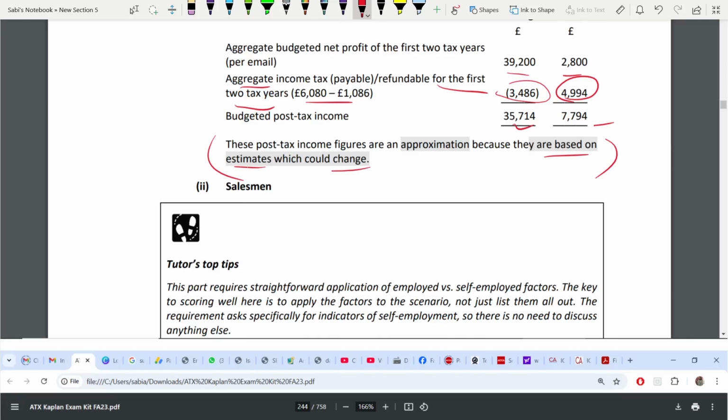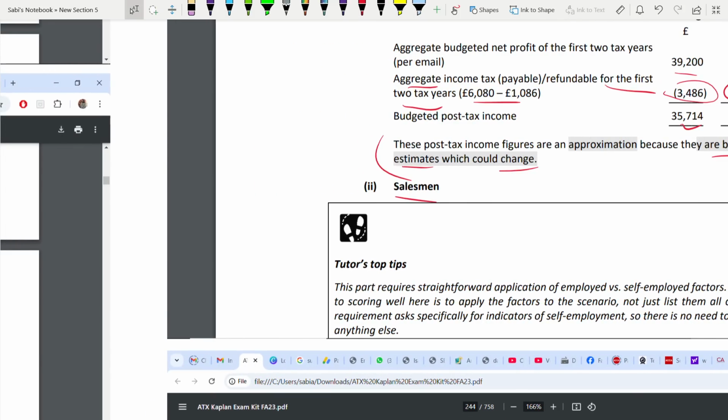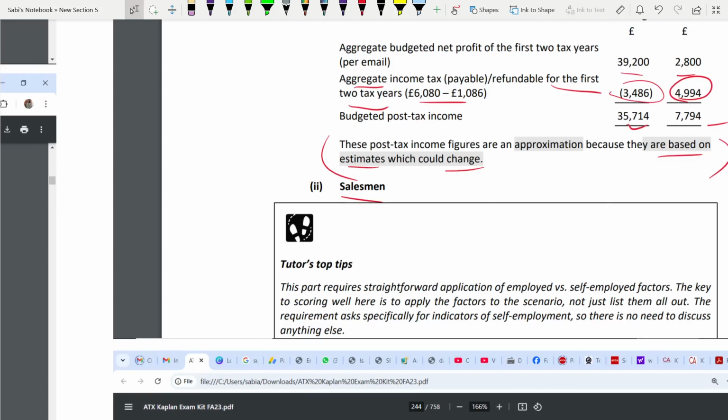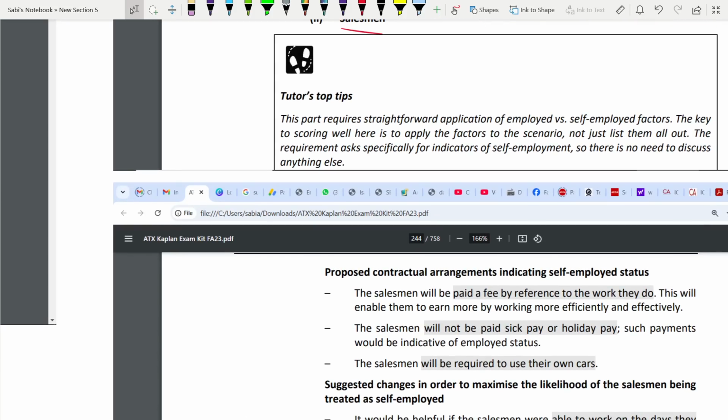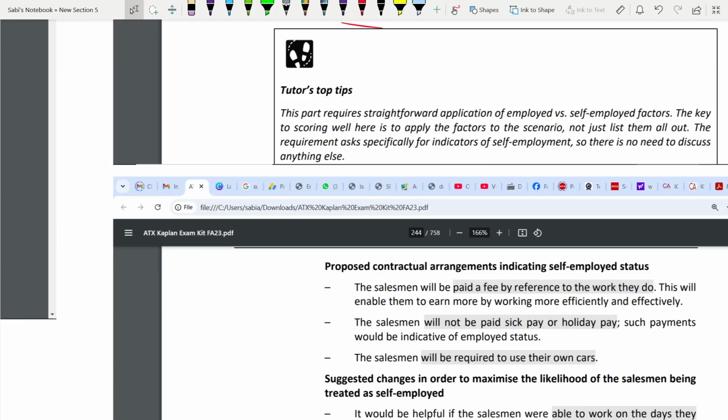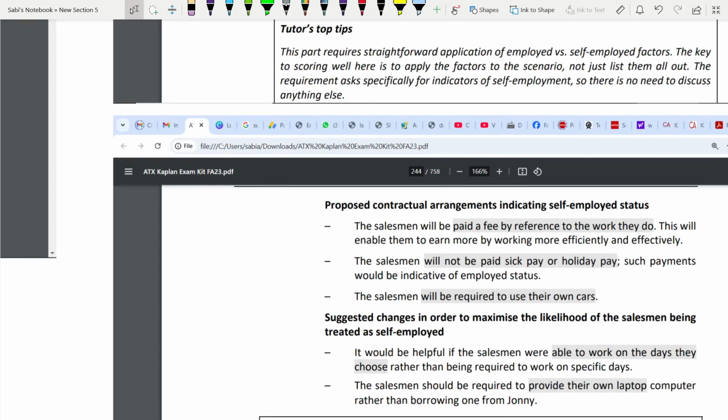Okay, coming to the next one, about the salesman. Keep the same order as the requirement. Even in exhibit 3 it is given in this order. They wrote salesman. Okay, now they are asking you whether you are self-employed or employed. They're asking you for the status. We'll go through that.